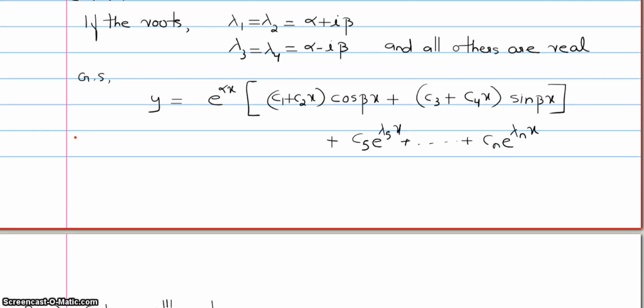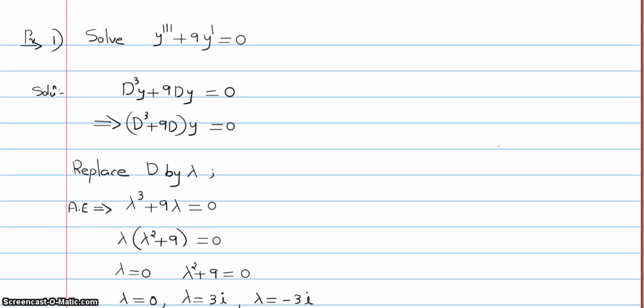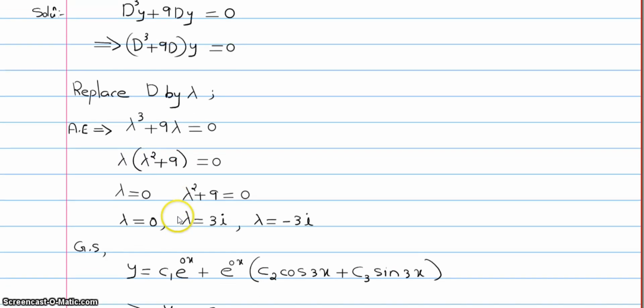Next we move on to the problems. First solve the differential equation y''' + 9y' = 0. The procedure is the same as the second order type differential equations. So replacing y''' by D cube y and y' by Dy, and taking y common outside, we will get (D^3 + 9D) y = 0. Now the auxiliary equation can be formed by replacing D by lambda. So the auxiliary equation is lambda^3 + 9 lambda = 0.